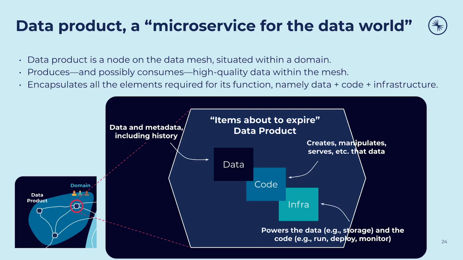So what's a data product? Well, let's keep going. Think of a data product as a microservice for analytics or a microservice for the data world. It's a node on the data mesh situated within a particular domain of the business. The role of the data product is to produce and maybe also consume high-quality data within the mesh. And like a microservice, it encapsulates everything it needs for its functioning. It's all right there. You've got the actual data we want to share with the outside world, the code that creates it and manipulates it and shares it, and the infrastructure that we need to store the data and to run the code. So it is really pretty similar to a microservice. It's just its purpose is publishing data and not delivering compute.